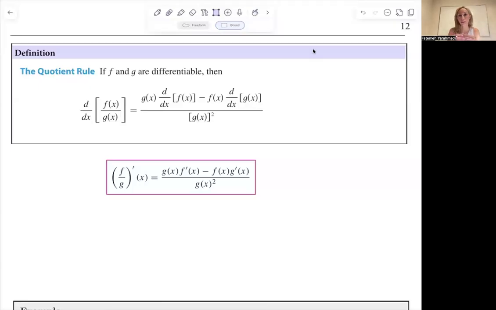Another important technique that helps us to do the calculation for the derivatives is using the quotient rule. Quotient rule is applied when you have a quotient. You have a function on the numerator, you have another function on the denominator.